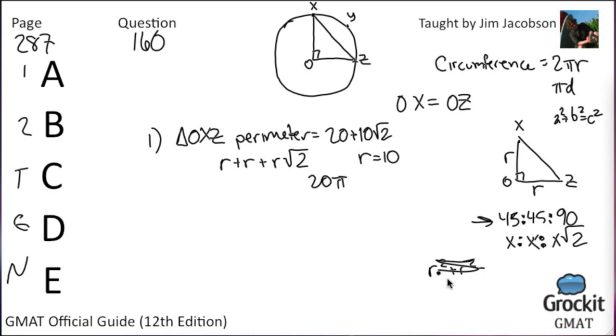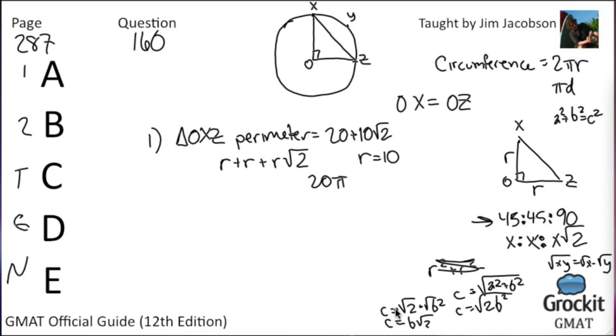So c equals the square root of a squared plus b squared, and we know that a and b are equal, so c equals the square root of 2 times the side squared, which is called b squared. And then you can remember that the square root of x times y equals the square root of x times the square root of y. So then c equals the square root of 2 times the square root of b squared, and c equals b times the square root of 2. So that's where they get this ratio of x to x to x times the square root of 2. It's simply a reduction of the Pythagorean theorem.